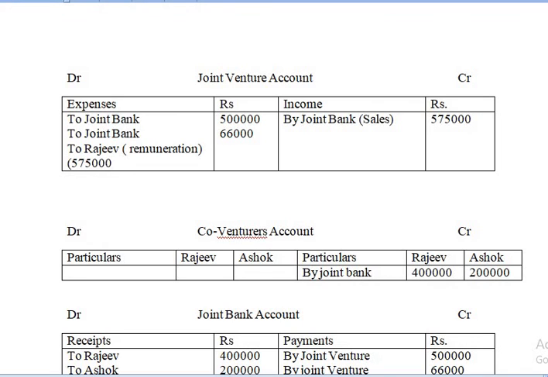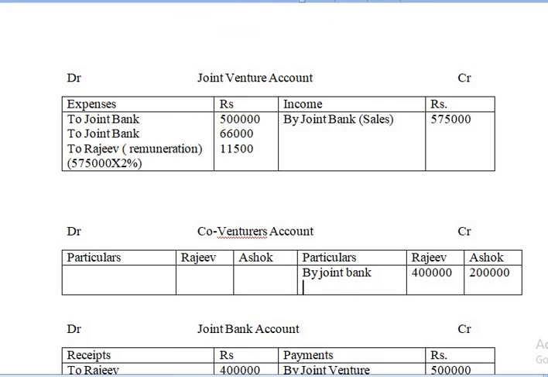5,75,000 is the sales money multiplied by 2%. So you will get 11,500. Now cross posting. Rajiv is debited, so here the Rajiv account should be credited by joint venture account, Rajiv 11,500. Now all the transactions were over.